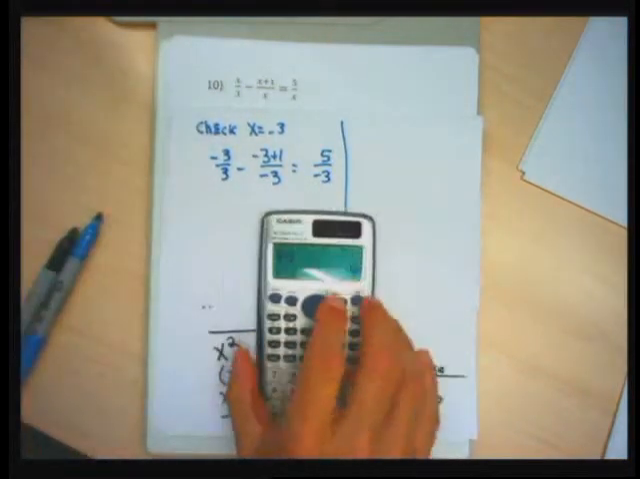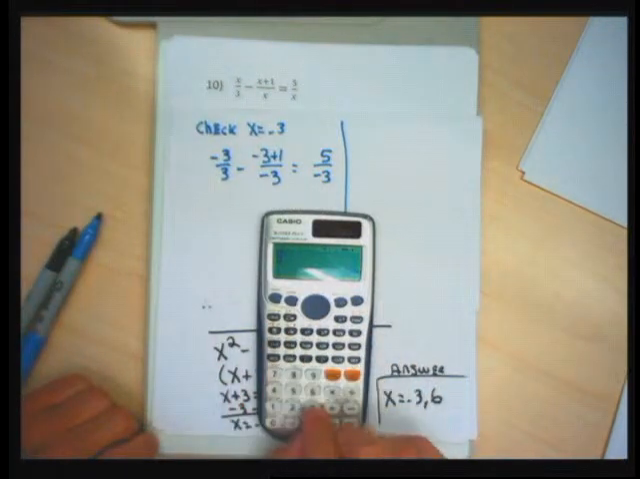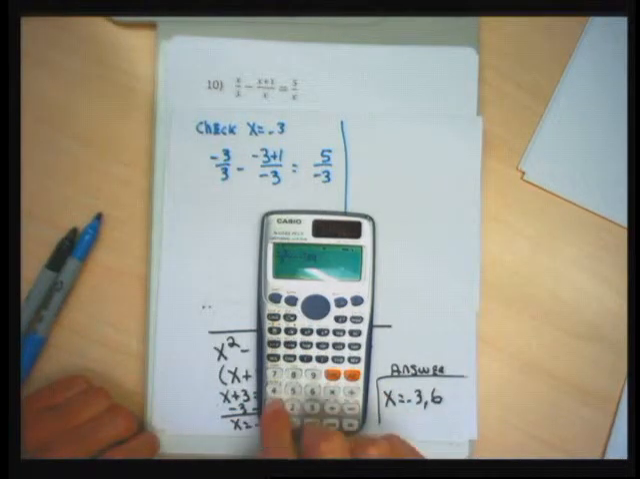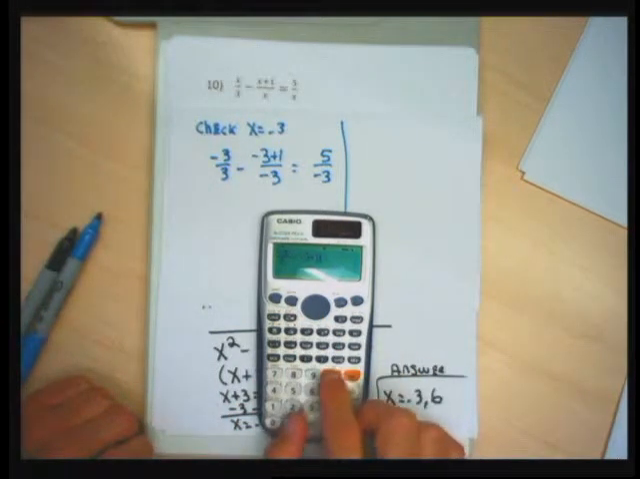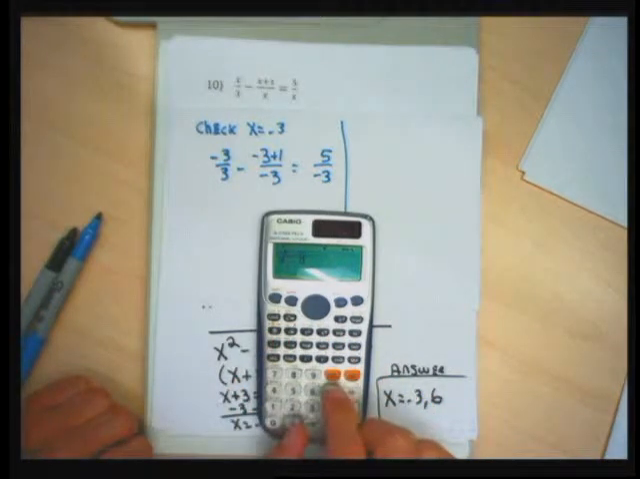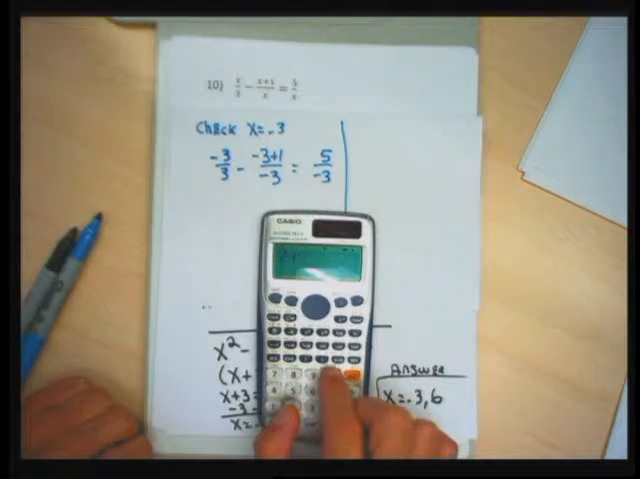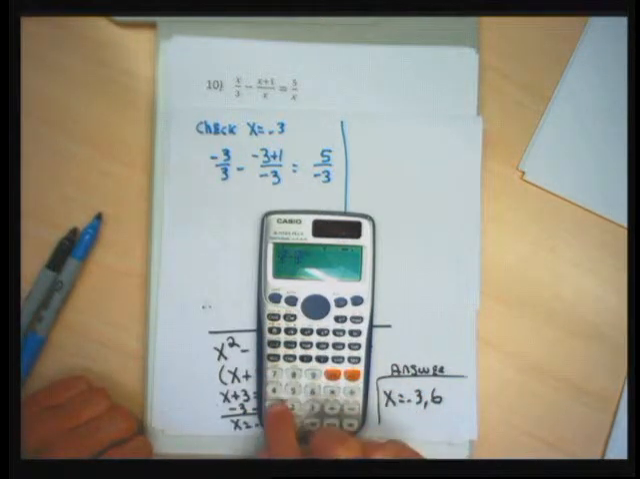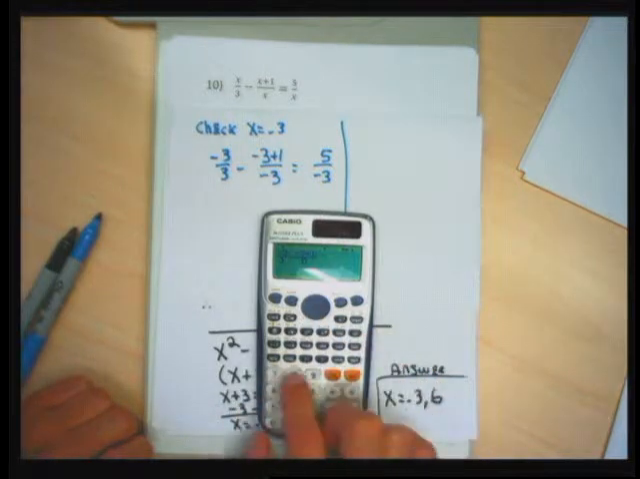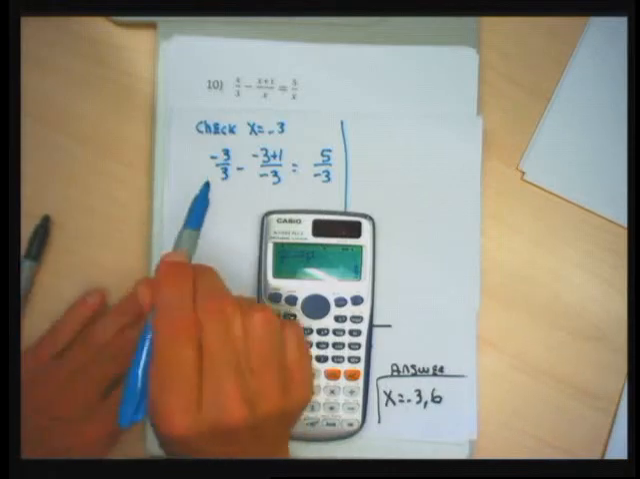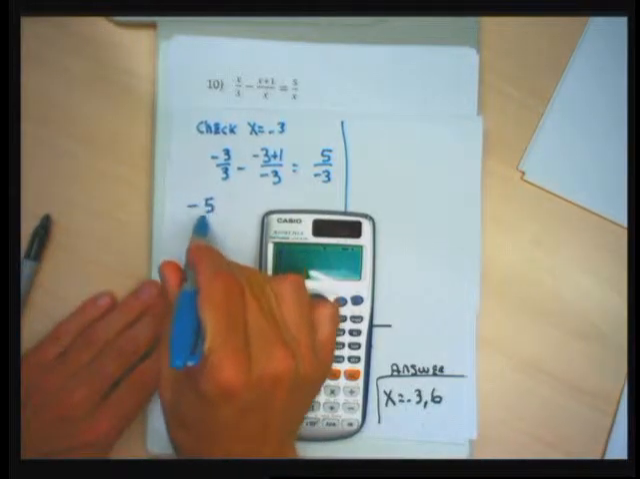So work on the left side. Fraction negative 3 over 3 minus fraction negative 3 plus 1 over negative 3. And when I do that, I get negative 5/3. And that is the right-hand side.